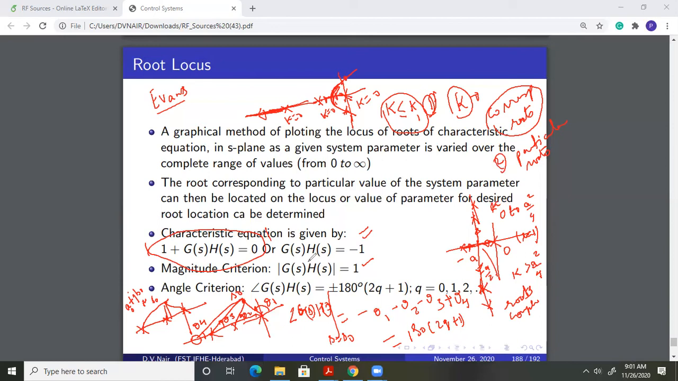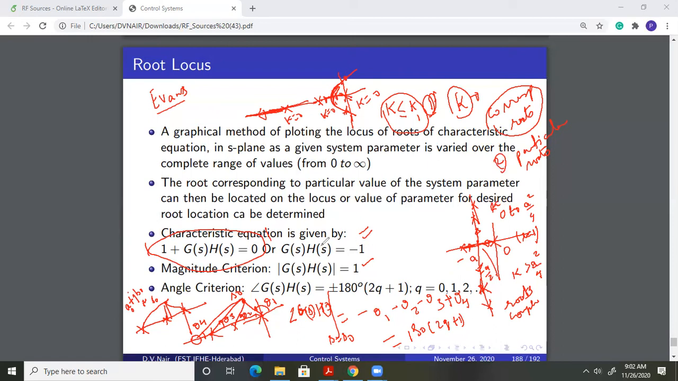From the open loop transfer function, we are determining possible roots of the closed loop system. That's the power of the technique, and it has come from this simple realignment of the mathematical equation. The characteristic equation is 1 plus G(s)H(s) equal to 0. So if you realign these quantities, then G(s)H(s) becomes equal to -1.